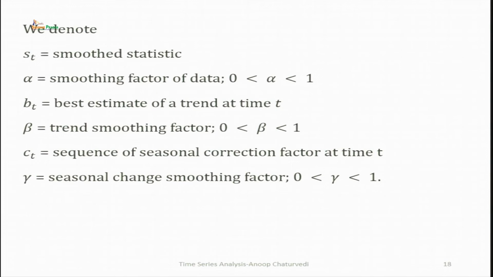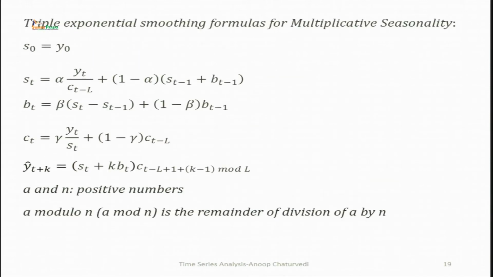Then S_t is the smoothed statistic, alpha is the smoothing factor of data, B_t is the best estimate of the trend at time t, beta is the trend smoothing factor. So, beta also lies between 0 and 1. C_t is the sequence of seasonal correction factors at time t, and gamma is the seasonal change smoothing factor. So, gamma also lies between 0 and 1. Then this is the algorithm for triple exponential smoothing. Here I have given the formula for multiplicative seasonality.